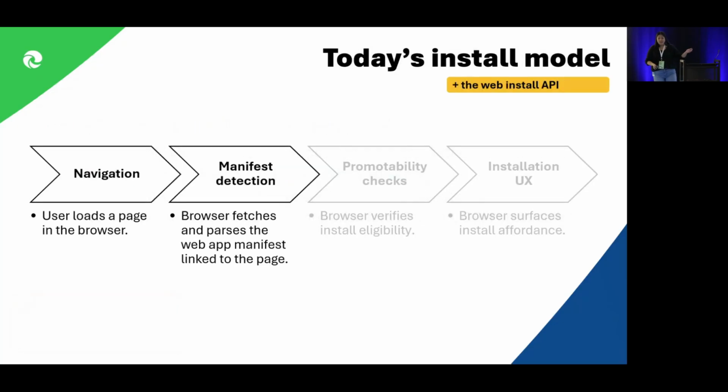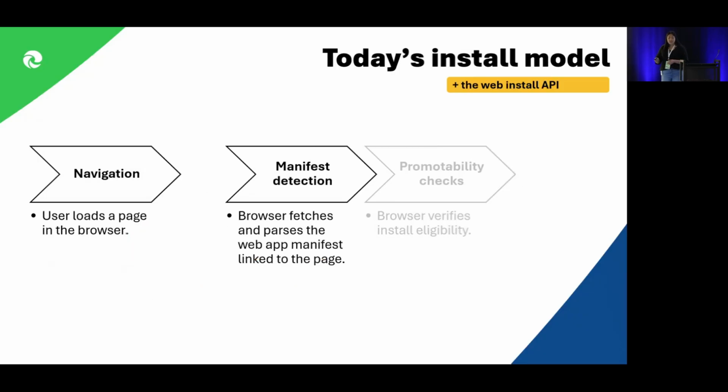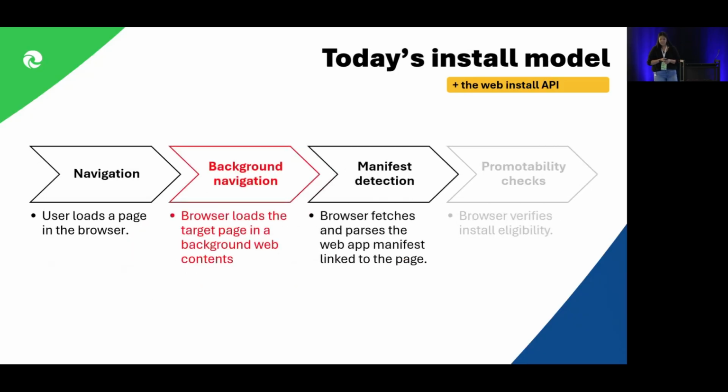Bringing back our diagram here, that means we've got a couple issues. In the Web Install API world, the user is still loading a page, but it is not the page that they're actually going to install. That means for step 2, the browser needs to fetch and parse the manifest of that other page. Now you might be thinking, this seems like a solvable problem. What if we just did something clever like this? Just load the target page that we want to install in the background and everything else should just work, right?